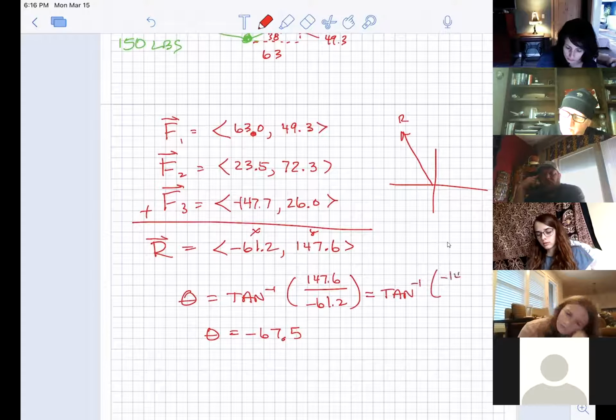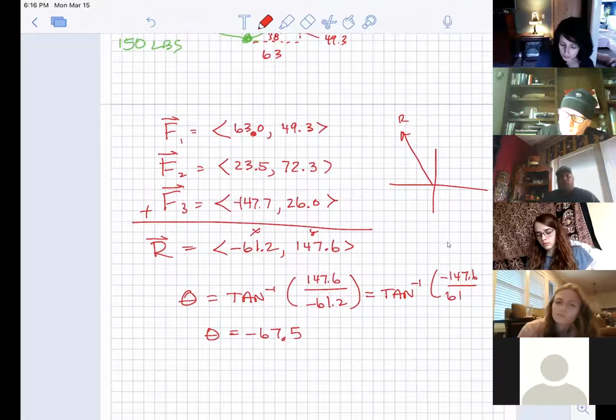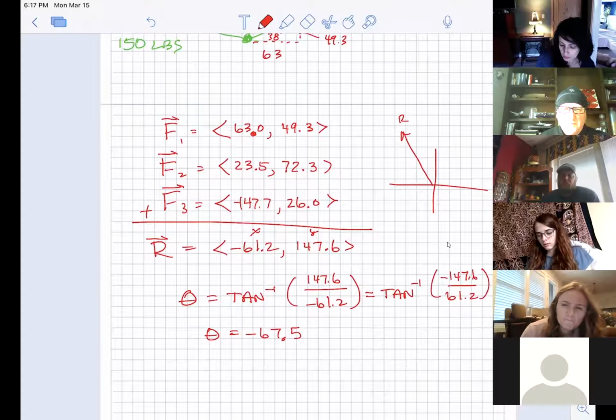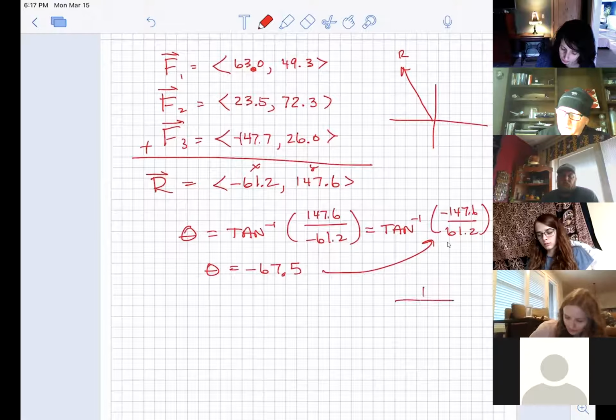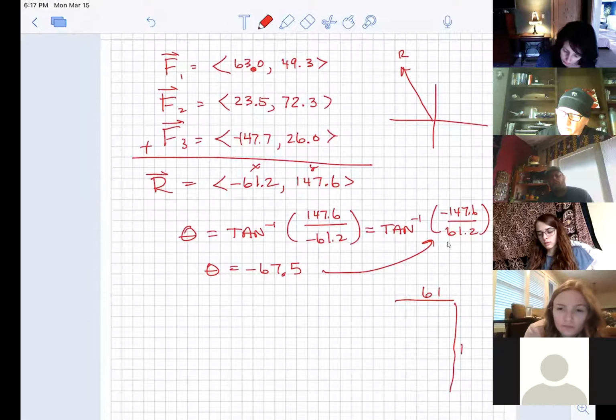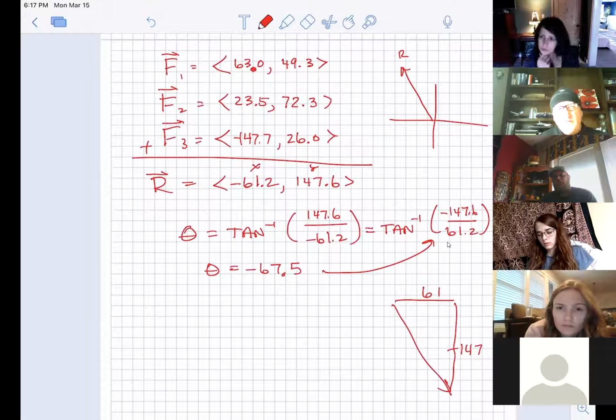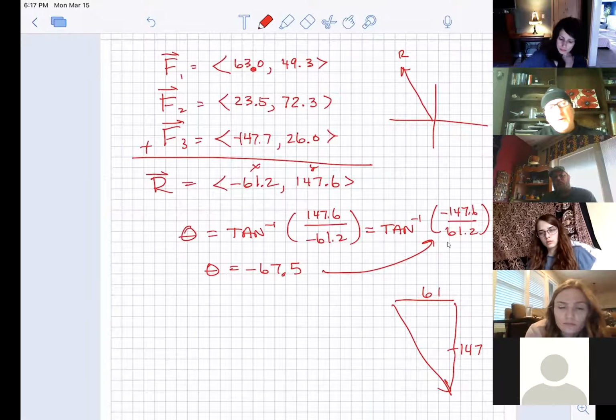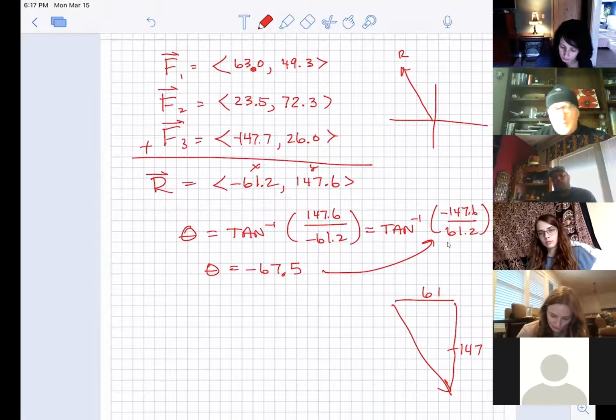What if the 147.6 was negative, but the 61.2 was positive? Does it make sense? Tangent can't tell the difference. It's the inverse tangent of a negative number, so it actually gave us that answer. If X is 61 and Y is negative 147, that puts me in the fourth quadrant. The calculator is only going to give you first and fourth quadrant answers, so if you ever have a vector in a different quadrant, you've got to think about it.